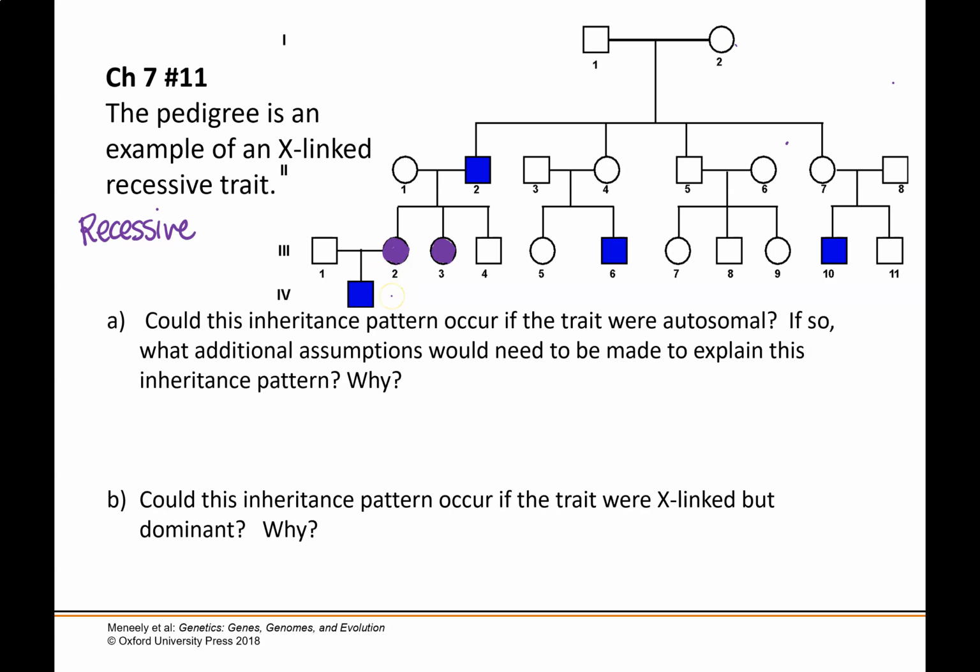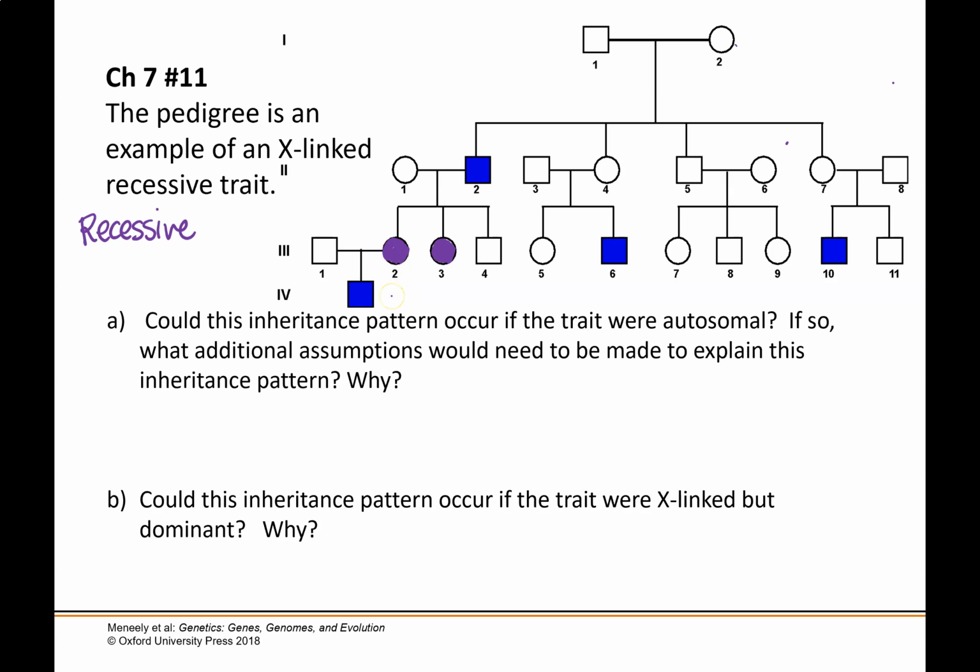All right, so could this inheritance pattern occur if the trait were autosomal? So the answer is yes, it could, but it's very unlikely. So we see the unaffected parents with an affected child. That can happen in an autosomal trait, but it is very unlikely that none of them would be females. So we would have to assume that by chance, I actually don't really even know what we have to assume. Basically, that just the very unlikely chance that no females happen to get this gene.